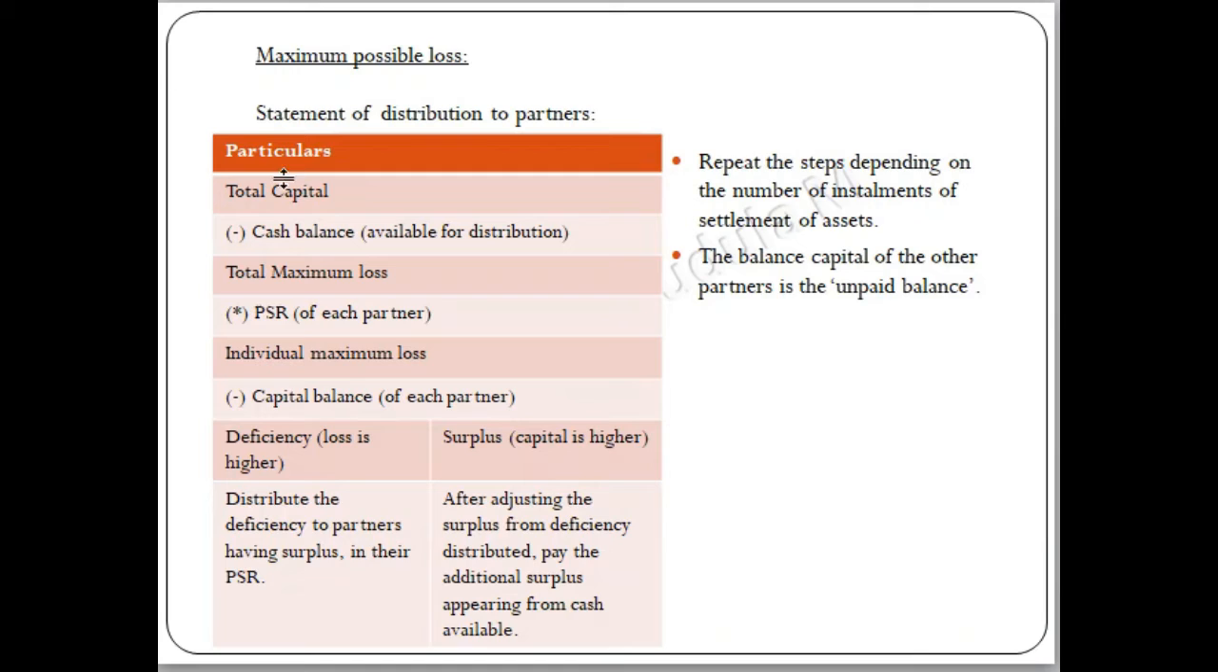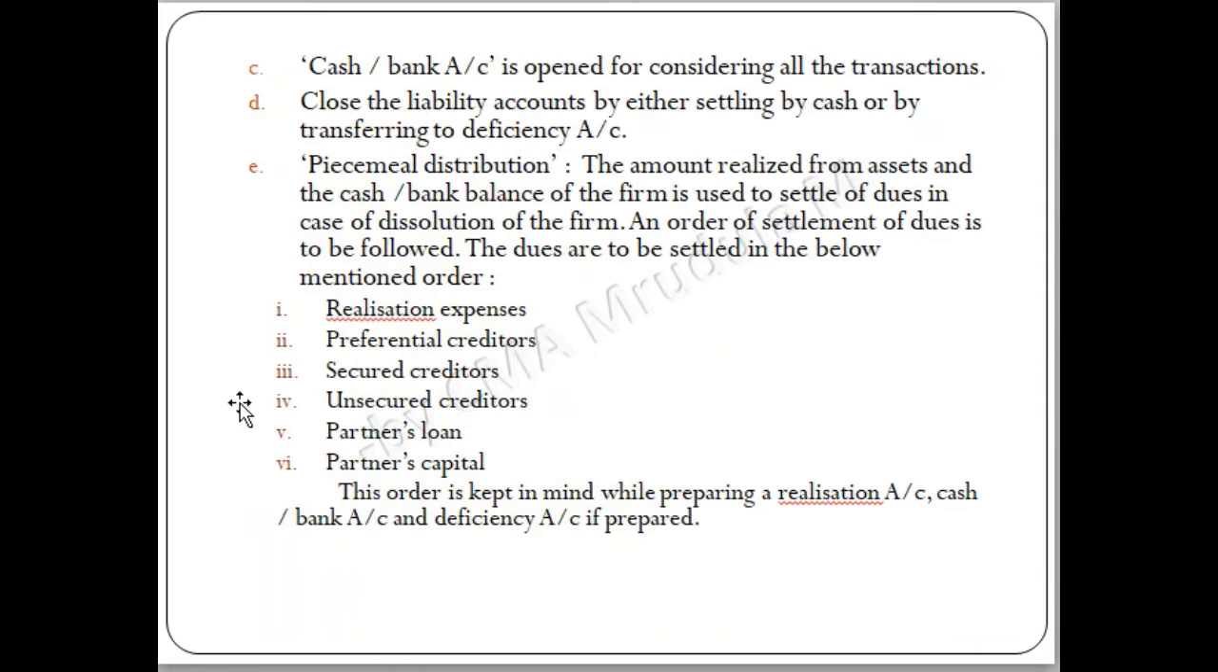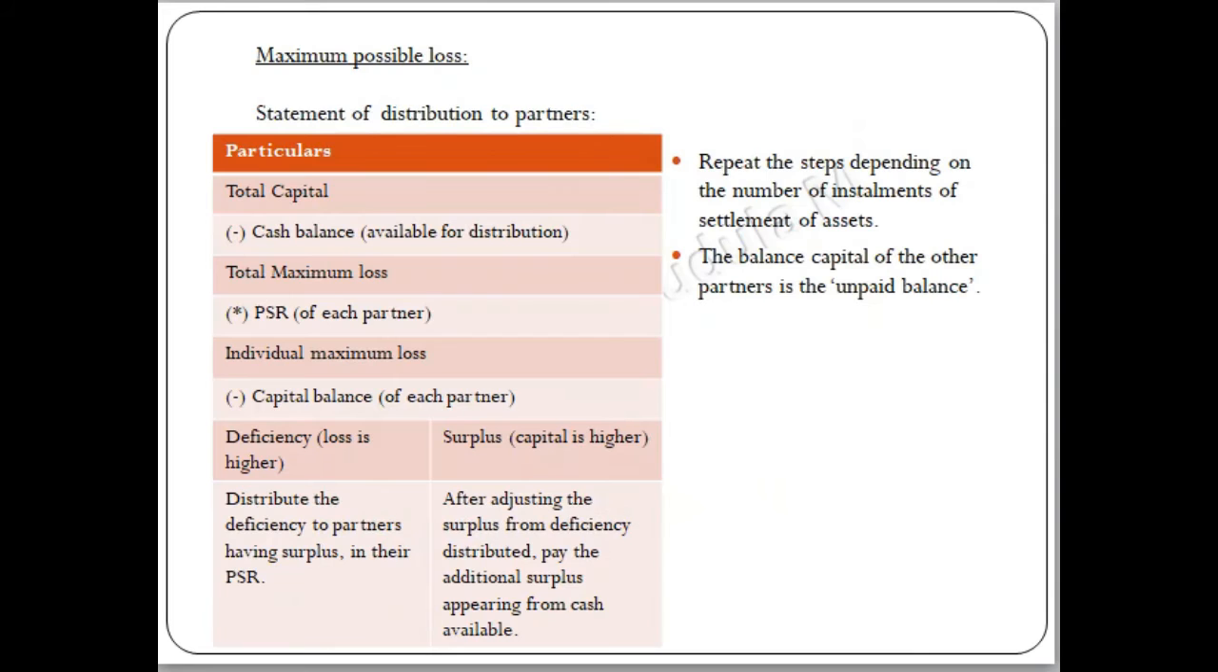Again, a table as we prepared with this information. We could have more rows for each partner. This reflects only the particular row. You could have rows for each partner and a total row as well. So, first of all, take the total capital balances of all the partners put together minus the cash balance that is available for distribution for the partners. After distributing the other dues as mentioned here, the balance is being paid off to the partner. That cash balance is arrived at and subtracted from the total capital balance to be paid off to the partner.